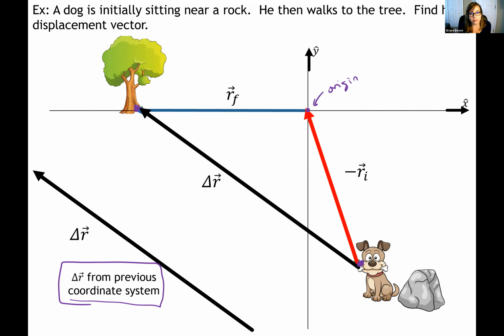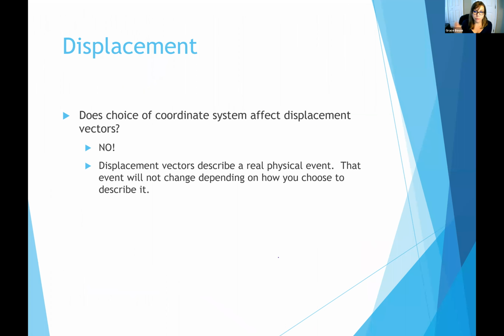So displacement vectors do not depend on our choice of origin. It's only position vectors that depend on our choice of origin. The dog moving from the rock to the tree was a physically observable event. It doesn't matter how we describe that event. That is exactly what happened. He started here and he went there. And so whether we choose to put our origin up here or down there, it doesn't matter. The dog went from here and went to there. So that displacement vector is always going to be the same, regardless of our choice of origin.